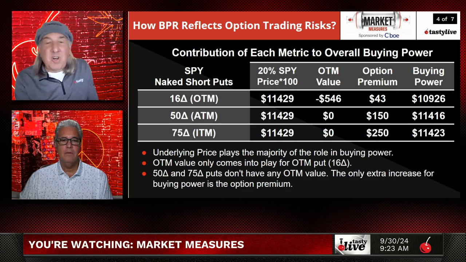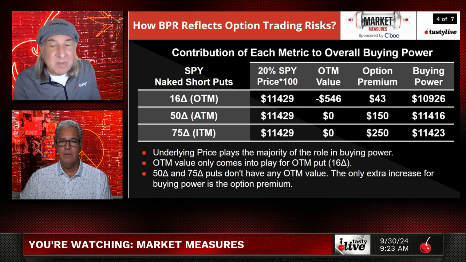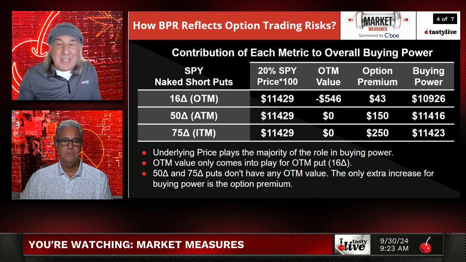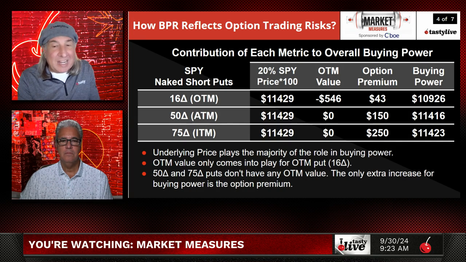Let's go to the next slide. So on this slide, we looked at naked short puts, and we looked at 16 delta, the 50 delta, which is at the money. So we looked at out of the money, at the money, and then in the money short puts. And you can see the difference is pretty small between doing an out of the money and an at the money and an in the money. It's not that dramatic a difference. You go from 10,900 to 11,400. And the reason it's so expensive right now in the SPY is only because the SPY is so expensive. Right. That's it.